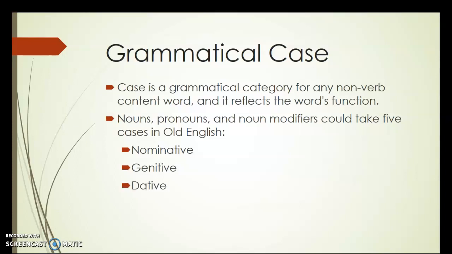Dative case is used when the noun phrase is the indirect object and after prepositions. Just as indirect objects are used today, several verbs also took direct objects in the dative case. Accusative is when the noun phrase is the direct object. Accusative case is never distinguished in the plural or in a neuter noun, but the earliest textual Old English records show that the accusative and nominative cases were merging really early.